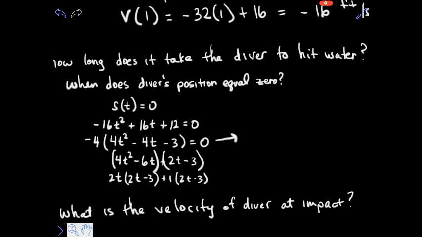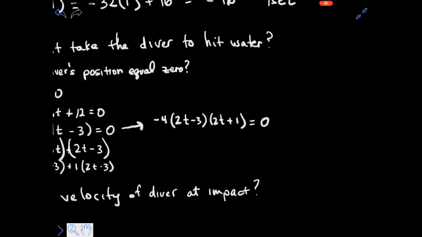So that factors into negative 4 times (2t minus 3)(2t plus 1). So from this, my two values of t that make this quadratic equation equal 0 are t equals 3/2 and t equals negative 1/2.